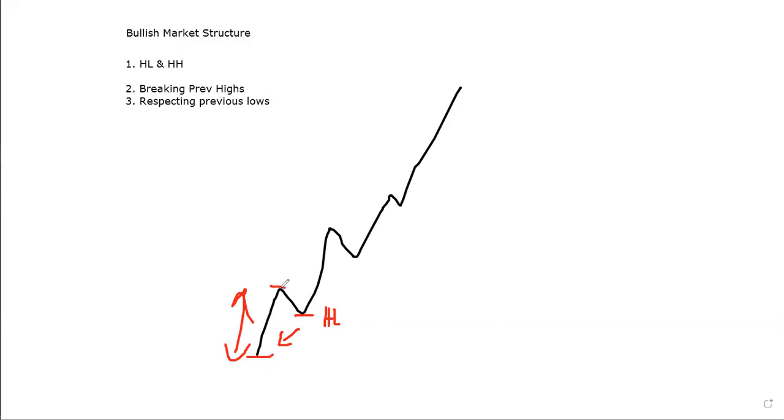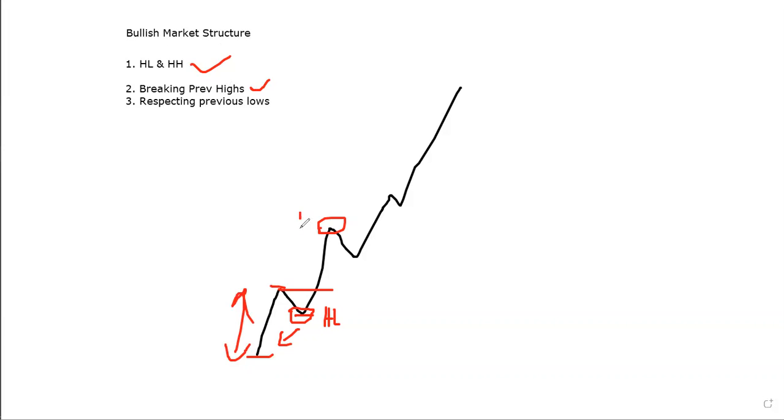Price leaves from here, and what does it do after forming this level? It breaks above this previous high. So higher low has been formed. Higher high will now be formed at this point, right? Obviously, so that ticks it. Breaking previous highs, that ticks that point.